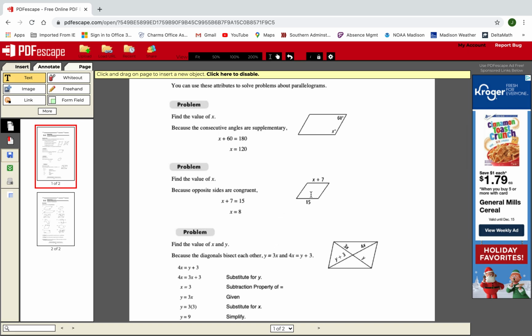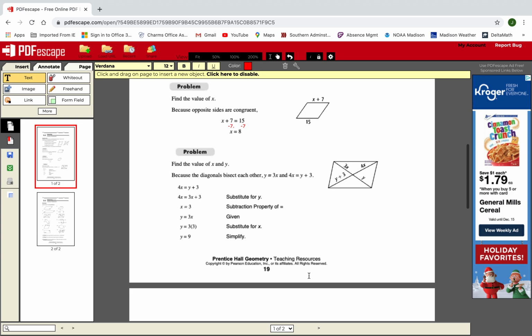Opposite sides are congruent, so you can set these equations equal to each other. x plus 7 equals 15, and then simply subtract 7 from both sides. There's something I can type in. Okay, and I could have done that up here too. Sorry, I'll go ahead and show the work here. Subtracting 60 from both sides, and that's how they got 120. So down here we are subtracting 7 from both sides, and that is how they got 8.